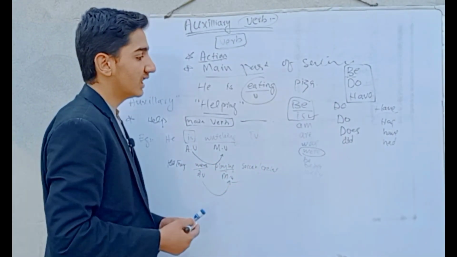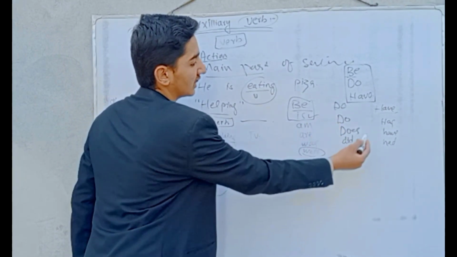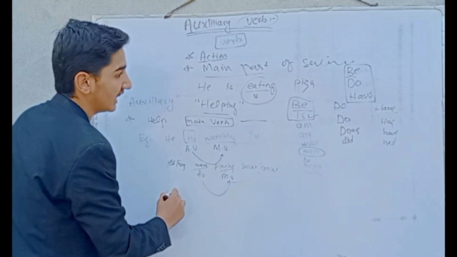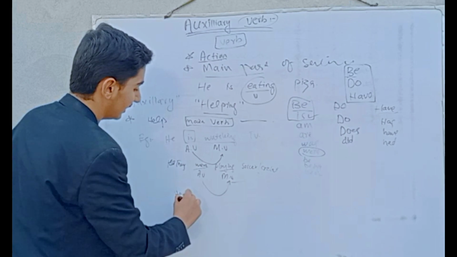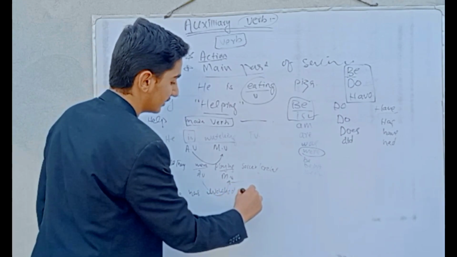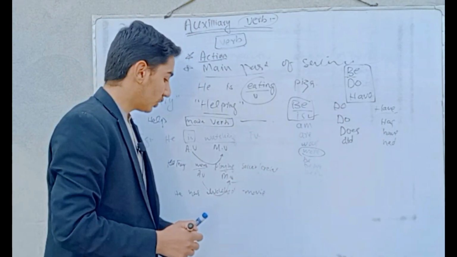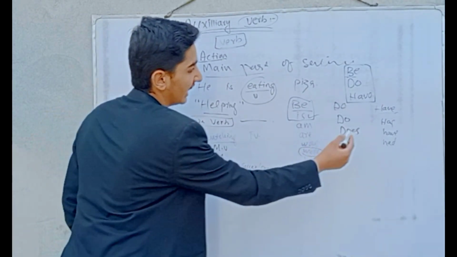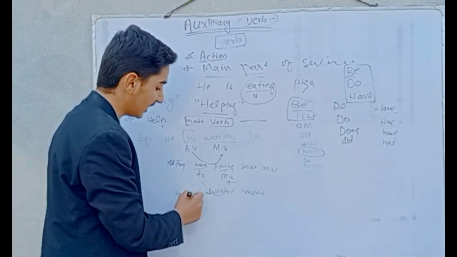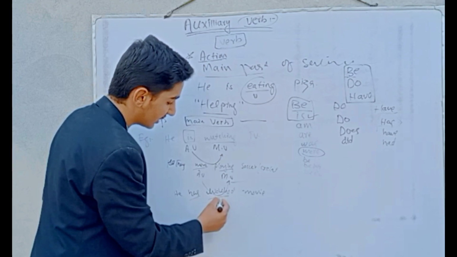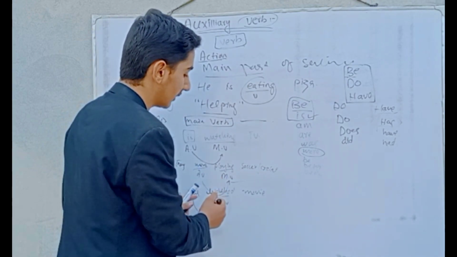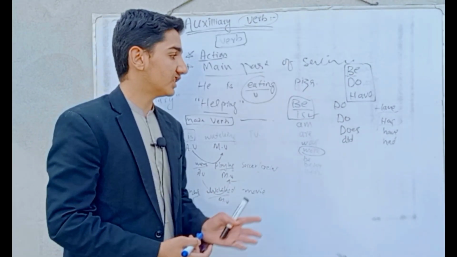In the same way, you can make an example with these two as well. Let me give you an example: he has watched a movie. Here you can see has. This has is the auxiliary verb, and it is used to help the main verb watched in the sentence. This auxiliary verb has been helping the main verb to make the sentence meaningful. So I hope this is helpful for you.